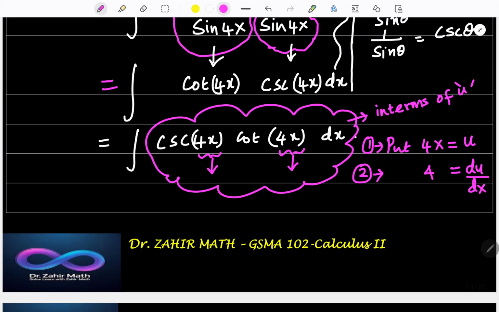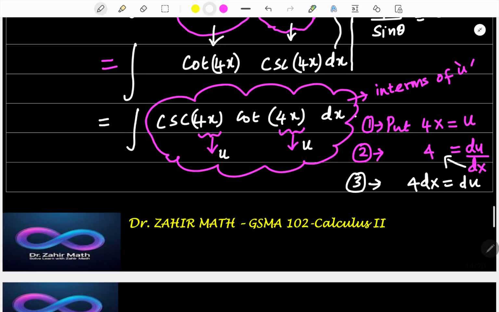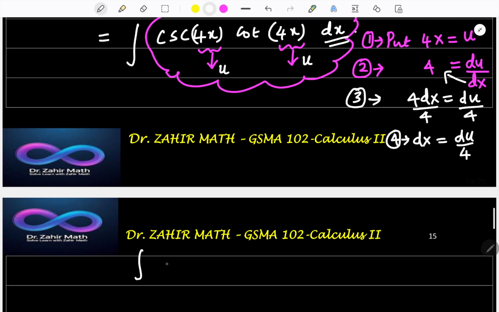So, step number 3, I'm going to manage it. Look here, all of you. I just cross multiply this one: 4 dx is equal to du. This one I'm going to call u, and this one I'm going to call u. And for the dx, I want dx, so I'm going to divide by 4. So dx is equal to du divided by 4. This is step number 4. So what happened to this equation? Integral cosecant u, then cot u, and then dx is 1 by 4 times du, right?